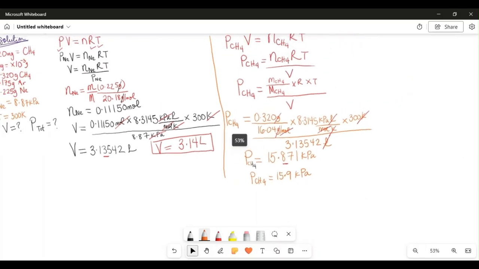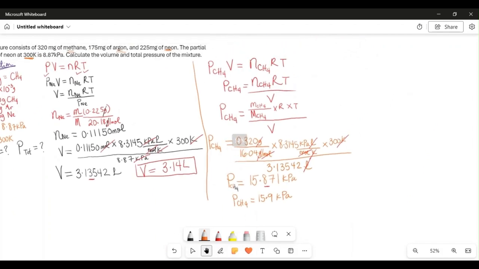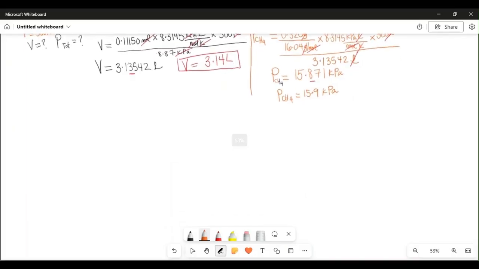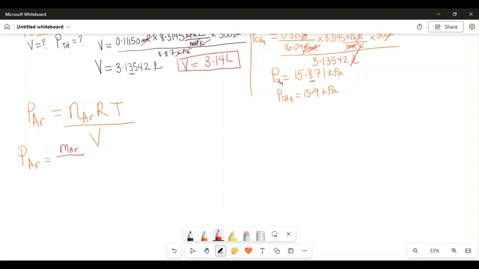The next thing we're going to do is to determine the pressure of the third one, which is argon. So we're just going to take this up a little bit. So the pressure of argon equals the number of moles of argon times R times T divided by the volume. For the number of moles, we use the mass of argon that we're given, just basically what we did for CH4 methane, divided by the molar mass of argon that we're given. So just a repetition of what was above, times R times T divided by the volume.